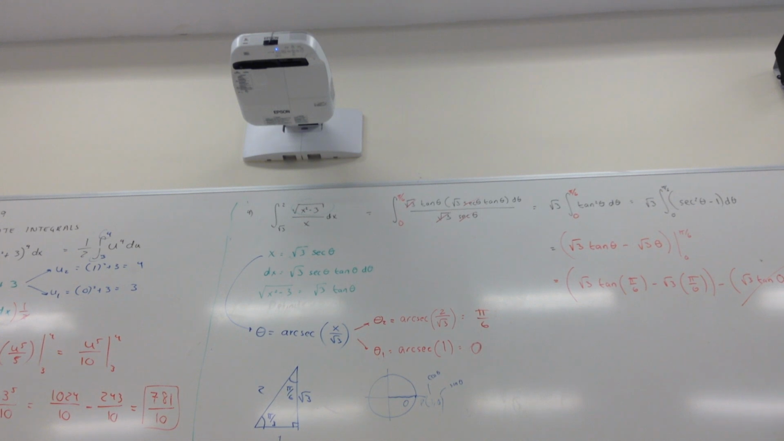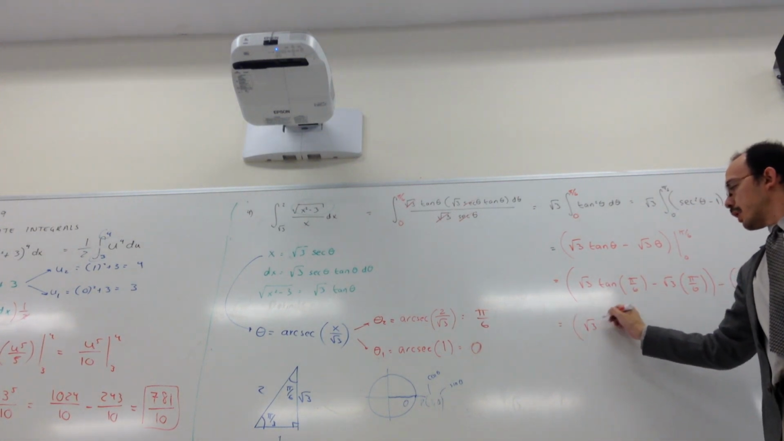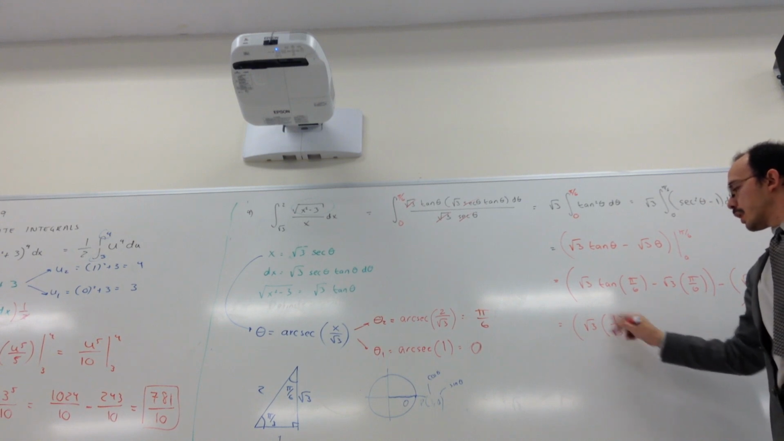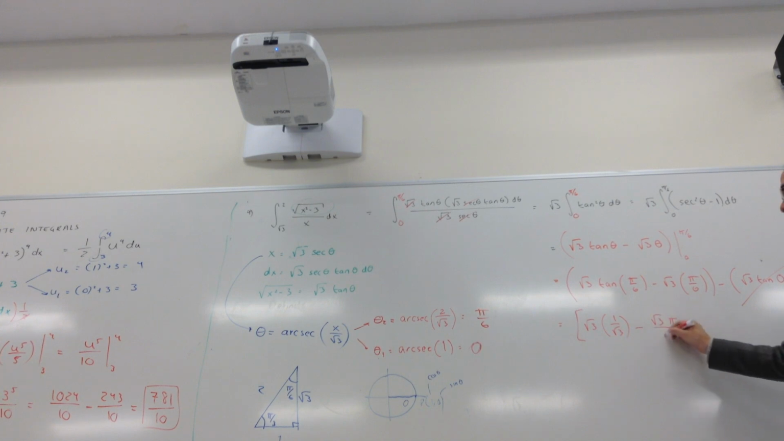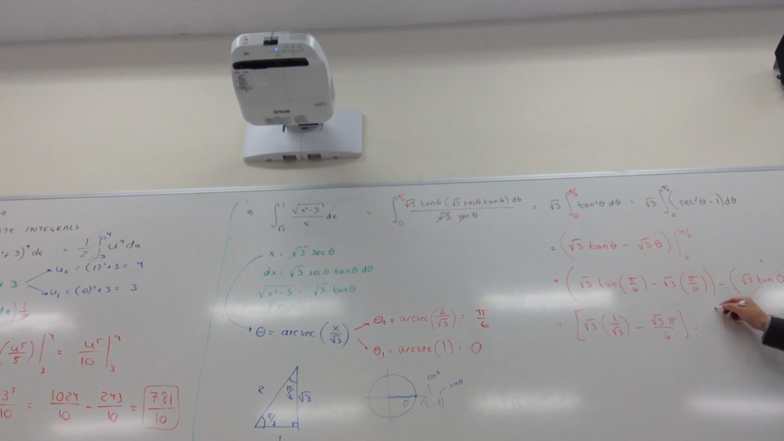Tangent of pi over 6, what do you know? Square root of 3 times 1 over square root of 3, minus square root of 3 pi over 6. So the answer is going to be 1 minus square root of 3 times pi over 6. Or the other option is the whole process, go back to x and evaluate. But at the end you still need to do this and the answer is going to be this. So you're not going to avoid this. You need to do it.